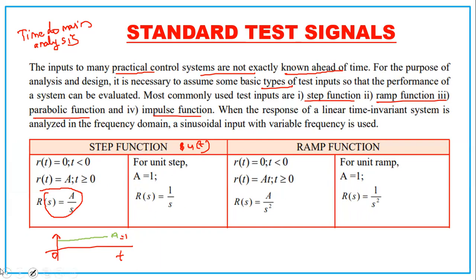And the ramp signal is R of t. Here we can understand what needs to be done: if we integrate the step, we get the ramp. R of t is equal to 0 for t less than 0, and R of t is equal to A into t for t greater than 0, and R of S is equal to A by S square.